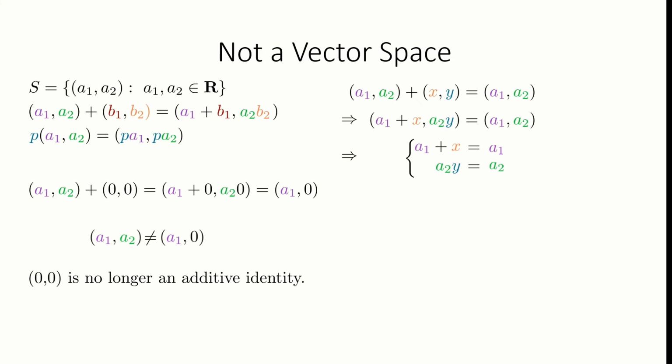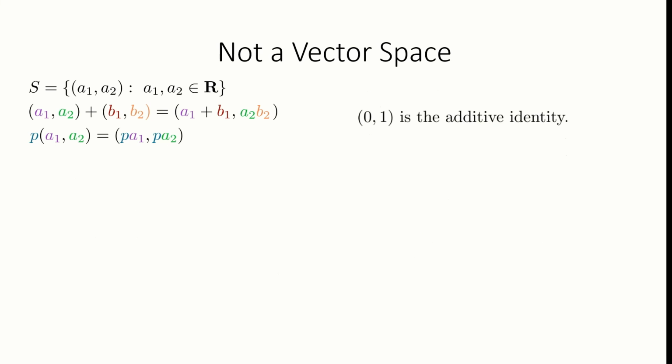And from these two equations we have x equal to 0 and y equal to 1. The ordered pair (0, 1) is the identity vector. So the additive identity exists. Now let us try to check if the additive inverse of every element exists or not.